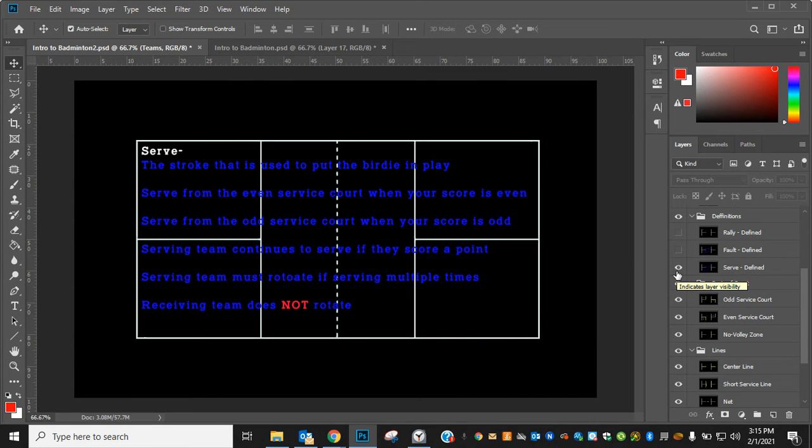Let's talk about a couple of definitions that are important to the game. First of all, the serve. The serve is a stroke that is used to put the birdie in play. You serve from an even service court when your score is even, and you serve from the odd service court when your score is odd.